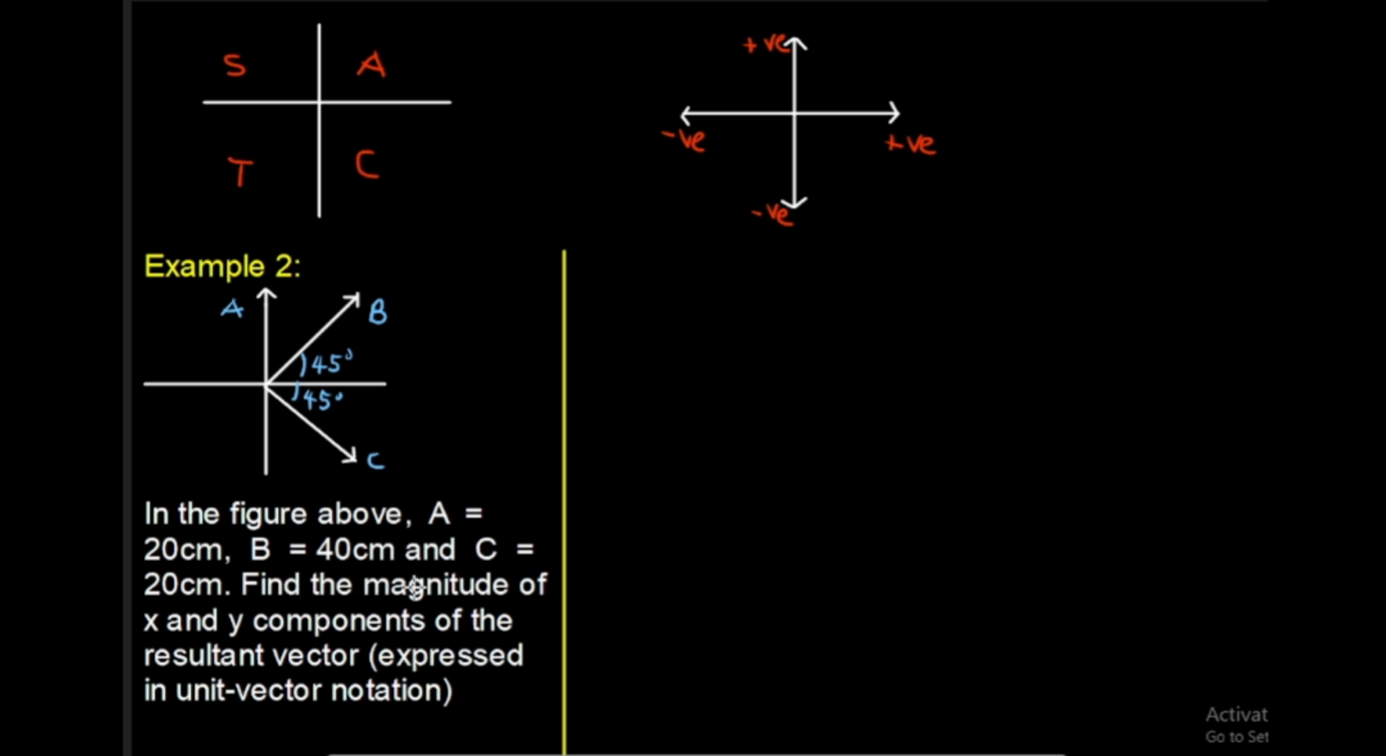They say find the magnitude of x and y components of the resultant vector expressed in unit vector notation. Find the magnitude of the x and y components of the resultant vector simply implies resolving the vectors into their x, horizontal, and y, vertical components. So basically, they're asking you to resolve into the horizontal and vertical components first, and then you express your answer in unit vector notation. All right. So to do that, it's very easy.